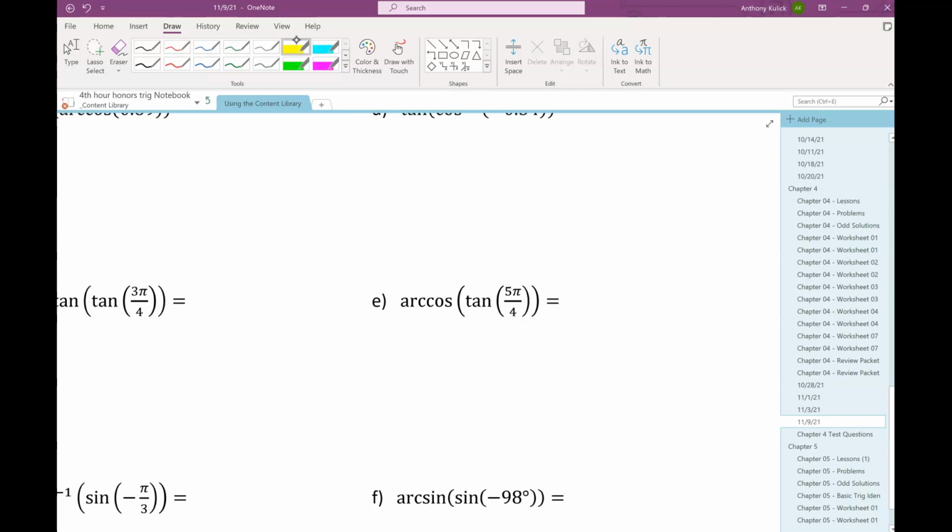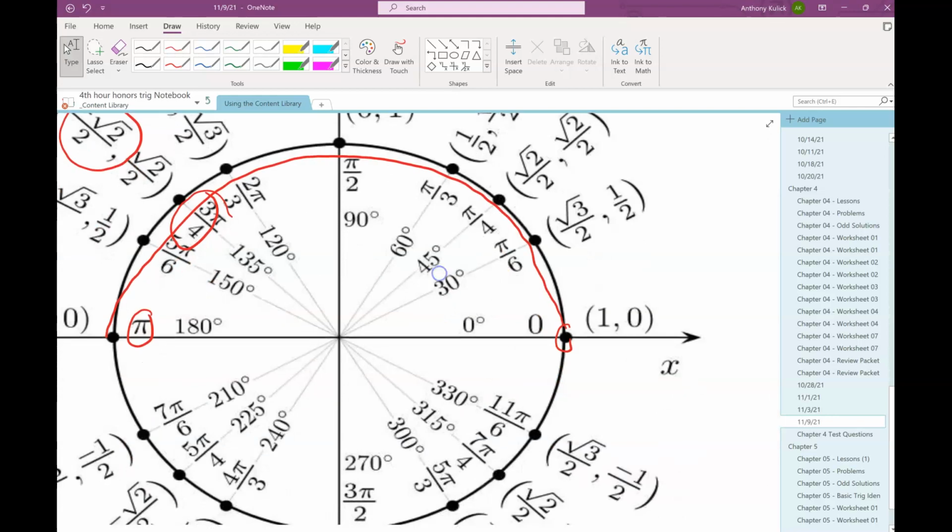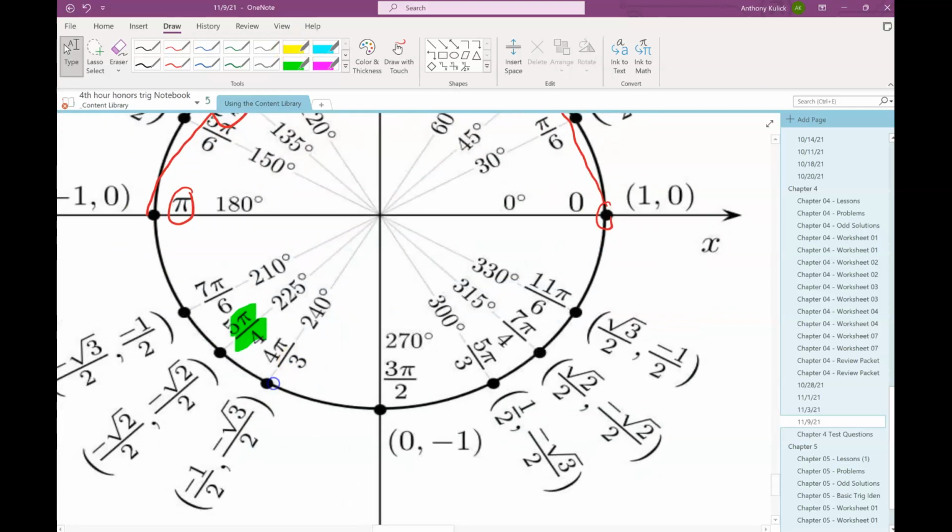So we're going to start by going to the unit circle and evaluating what tan of 5 pi over 4 is. We're always going to start from the inside and work out. So going to the unit circle, I found 5 pi over 4 right here. I know tangent is y over x. So that's just 1. You good with that? Yeah. Okay.